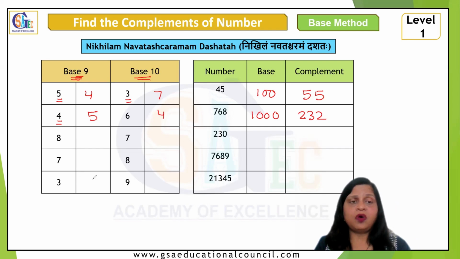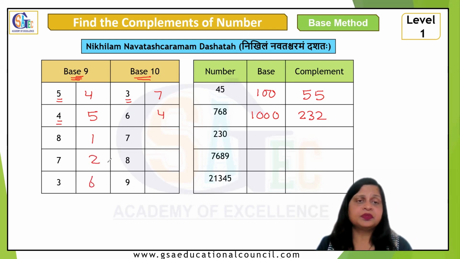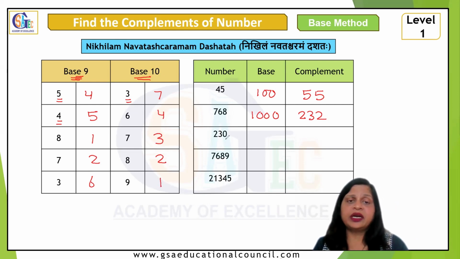Now I will solve all these questions and you can check your answers. Now the complement of 8 is 1, the complement of 7 is 2, the complement of 3 is 6. Now if the base is 10, the complement of 7 is 3, of 8 is 2, of 9 is 1. Now these questions: 230. The base is 1000 and the complement of this number is 770.